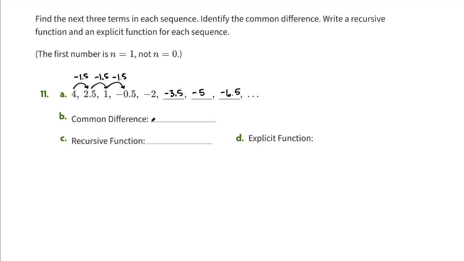The common difference, of course, is the number that I'm adding from term to term, which is a negative 1.5.